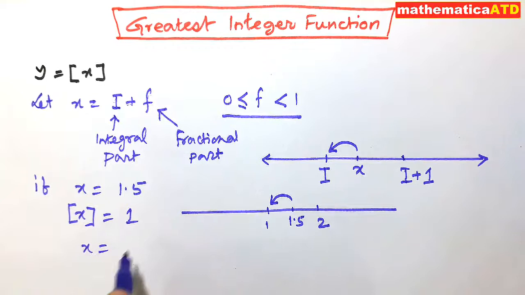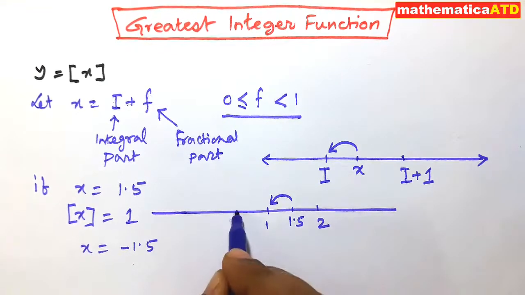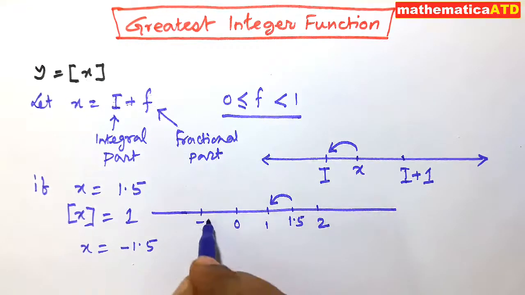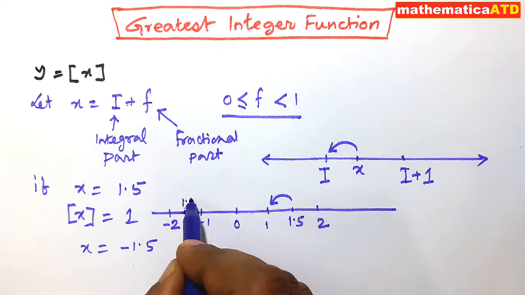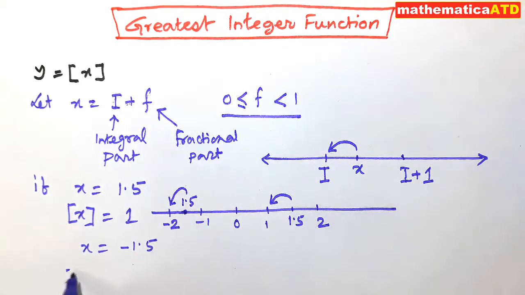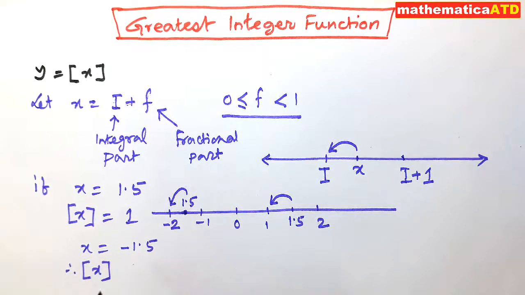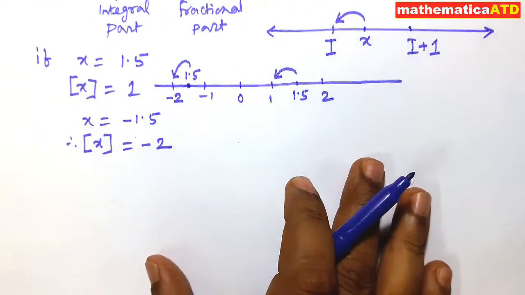Similarly, we take another value, say x is equal to minus 1.5. Now minus 1.5 lies between, say this is 0, this is minus 1, and this one is minus 2. So minus 1.5 lies here. Its integral part is minus 2. So square bracket of x, or the floor of x, is equal to minus 2. Now friends, we shall find out the graph of this function.